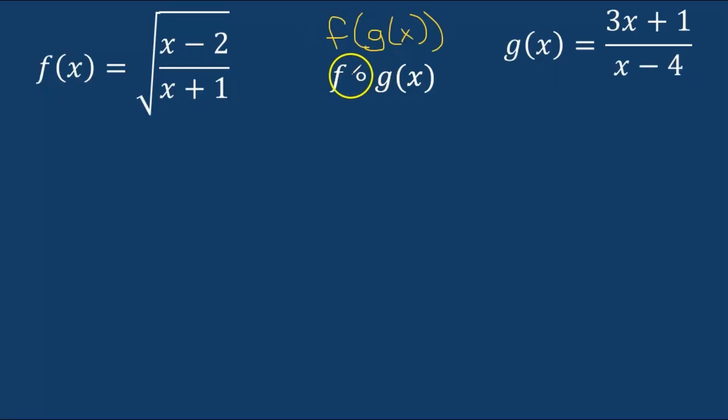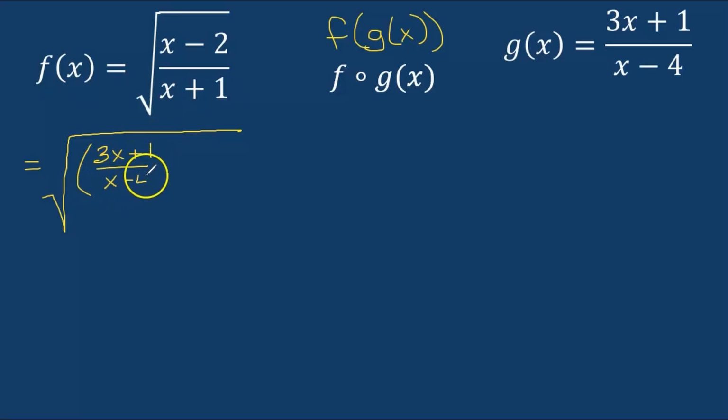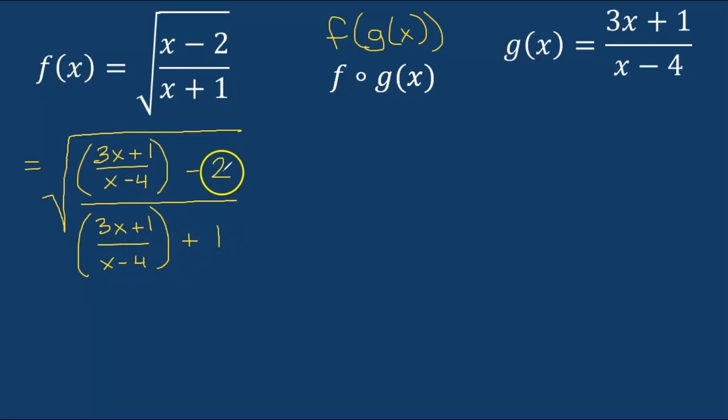Now remember that f of g of x means that we're taking the function g of x and plugging it into the f function. So we're going to come right over here and make a giant square root sign and put parentheses around every x, and we're going to go ahead and put in another giant fraction, 3x plus 1 over x minus 4. And that has minus 2 on top, all over, again, 3x plus 1, all over x minus 4, with a plus 1 on the bottom.